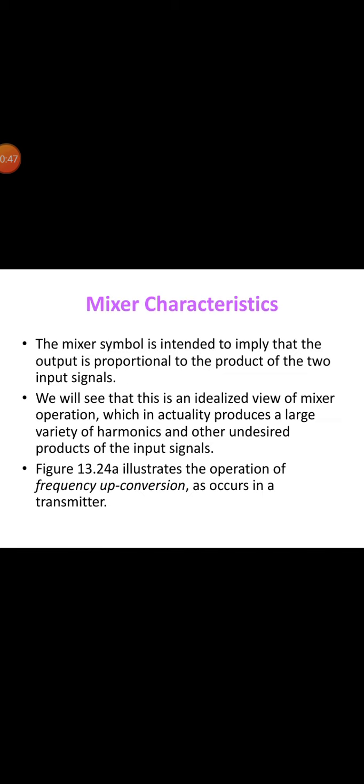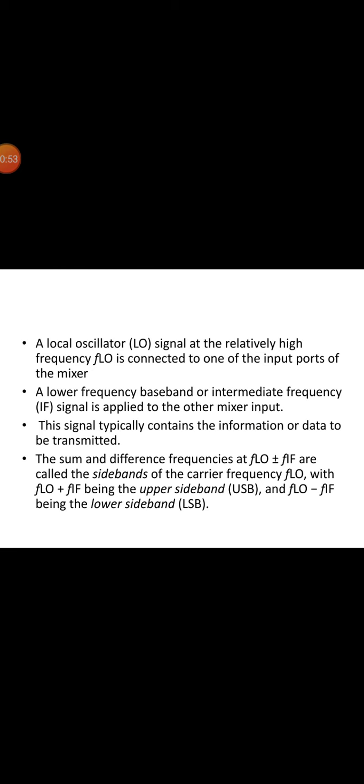And this figure shows the operation of frequency upconversion as occurs in a transmitter. A local oscillator is set at the relatively high frequency FLO and it is connected to one of the input ports of the mixer. A lower frequency passband or intermediate frequency IF signal is applied to the other mixer input, and the signal typically contains the information or data to be transmitted.